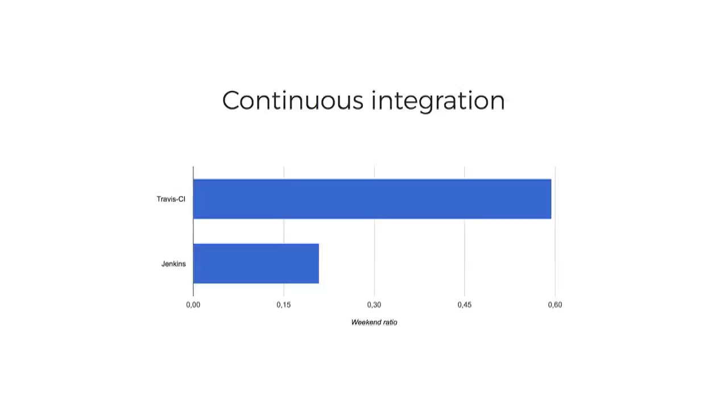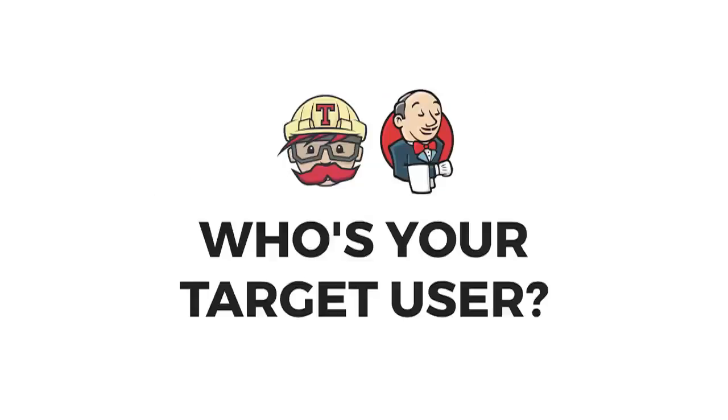And I think the reason is that Travis actually provides free deployment and free continuous integration on their own servers for open source projects. So that's why people are using it in their free time, in their hobby projects and open source. And Jenkins, you have to host it yourself, and it's a bit much more work. So that's why people use it mostly in the enterprise and at work. So yeah, think about who's your target user, and if you want people to use your projects on the weekend, and if yes, then make it as accessible as possible.